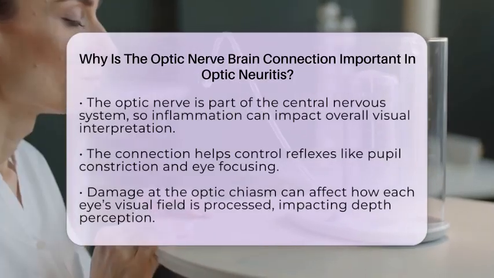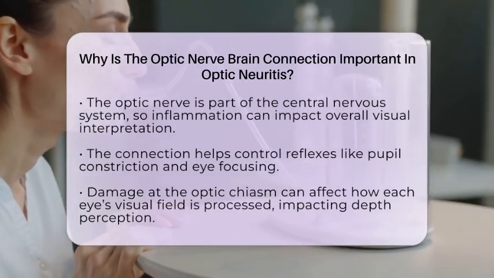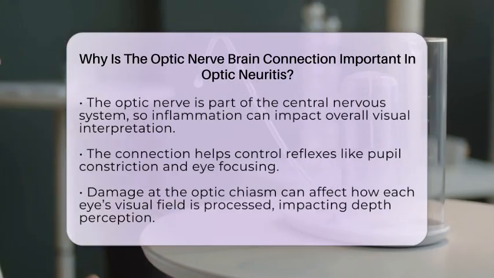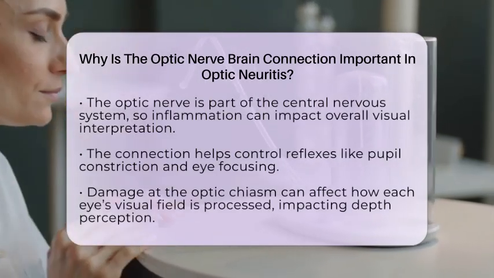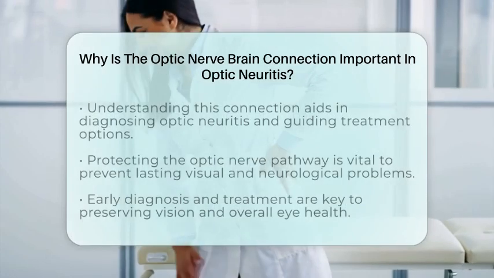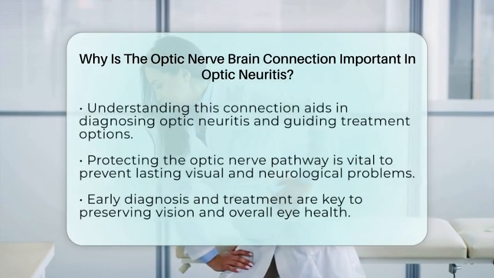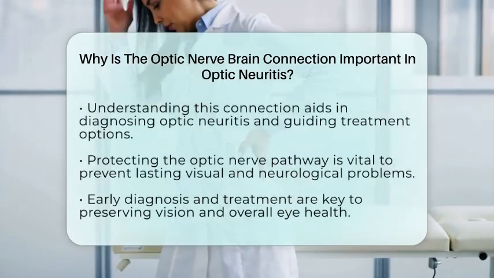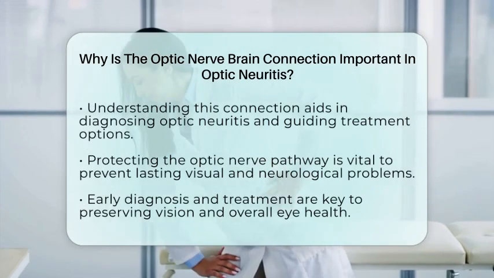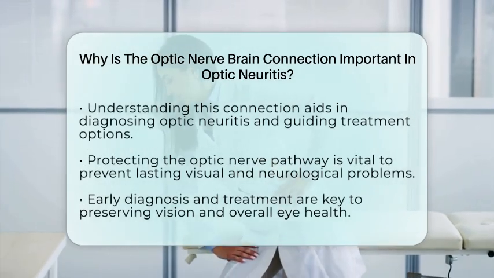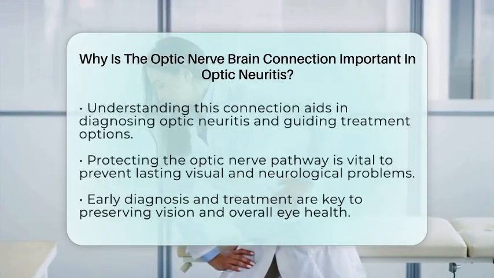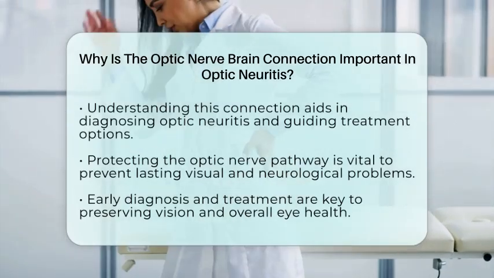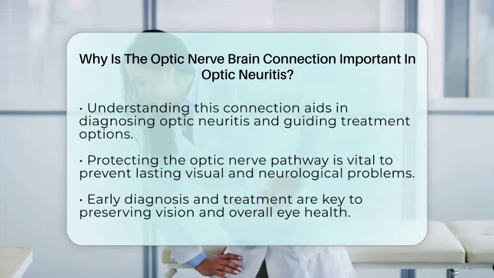Additionally, because the nerve fibers cross at a point called the optic chiasm, damage can impact how each eye's visual field is processed, which can affect depth perception and binocular vision. Understanding how the optic nerve connects to the brain is vital for diagnosing optic neuritis and understanding its effects. It also guides doctors in choosing treatments aimed at reducing inflammation and protecting nerve function.